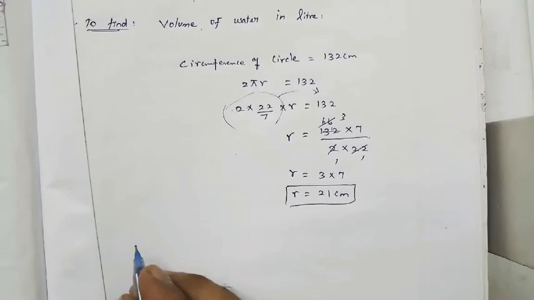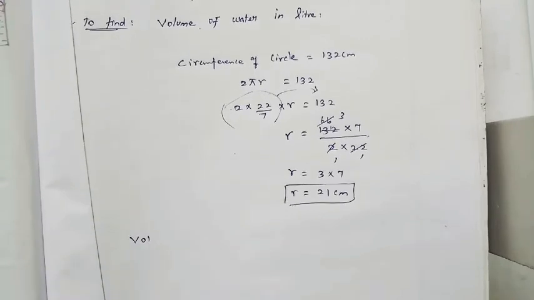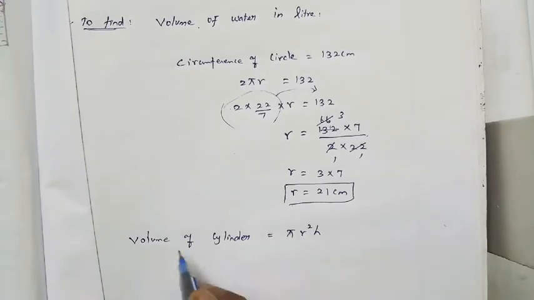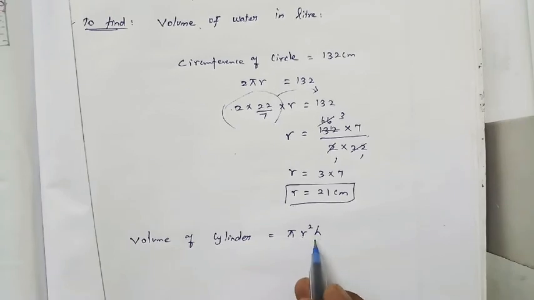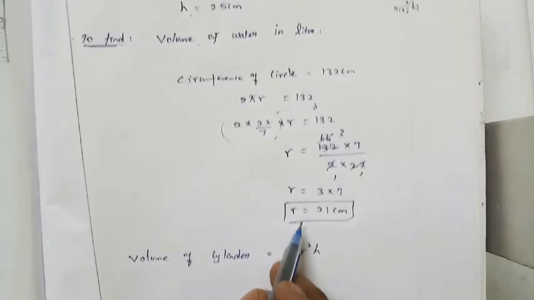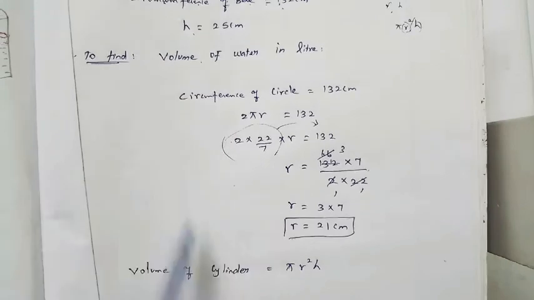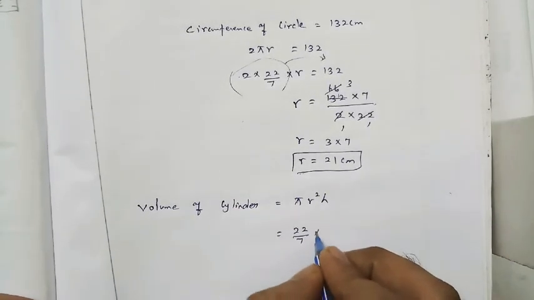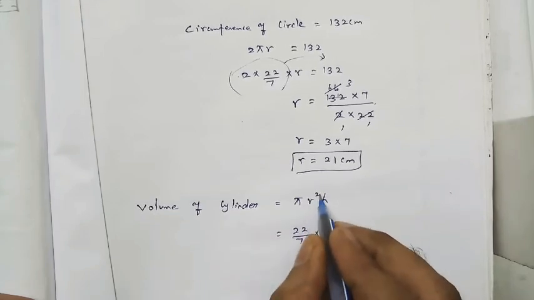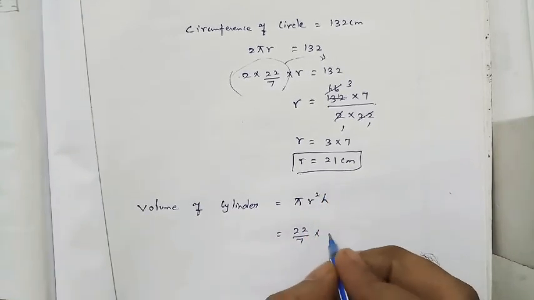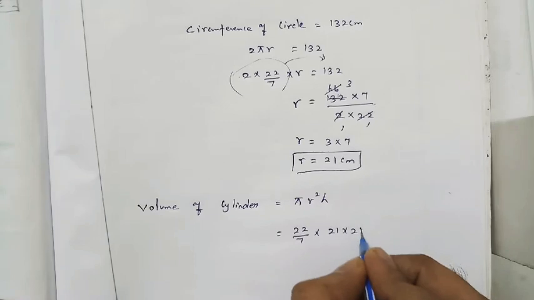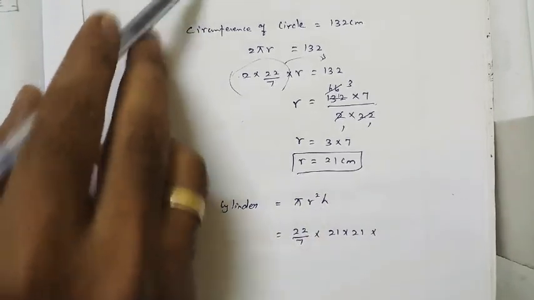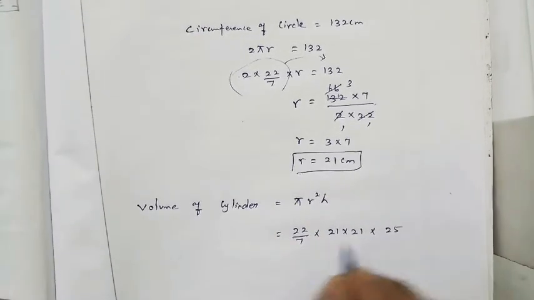So volume of cylinder is equal to, what is the formula of volume of cylinder? Pi r square h, right? We know the radius, just now we found it, and we know the height also. H is equal to 25 centimeter. Just substitute. So pi is equal to 22 by 7 into radius. What is radius? 21. R square, so 21 into 21, we want to write 21 twice. 21 into 21 into height. Height how much? 25 centimeter. Now we can simplify.